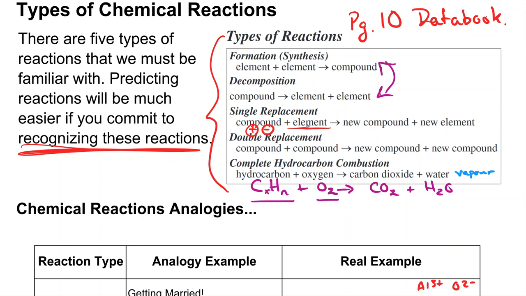If it's an element, it's got no charge, it's an atom. But if this was a metal, it would kick out the thing that's most likely to be a metal, the positive ion. If this was a non-metal, it would kick out the thing that's most likely to be a non-metal. That's what a single replacement reaction does. So you want to focus on what the element is.